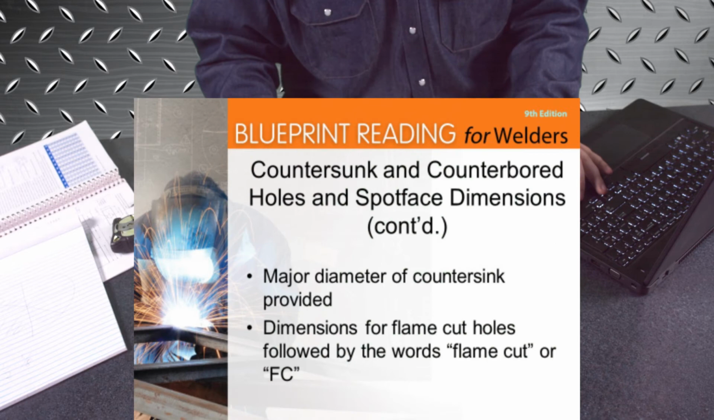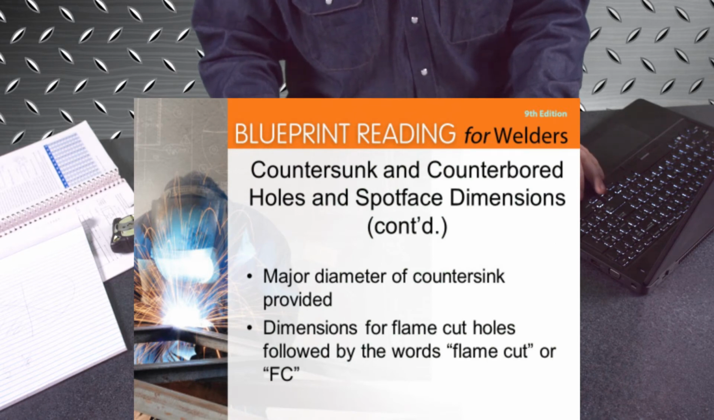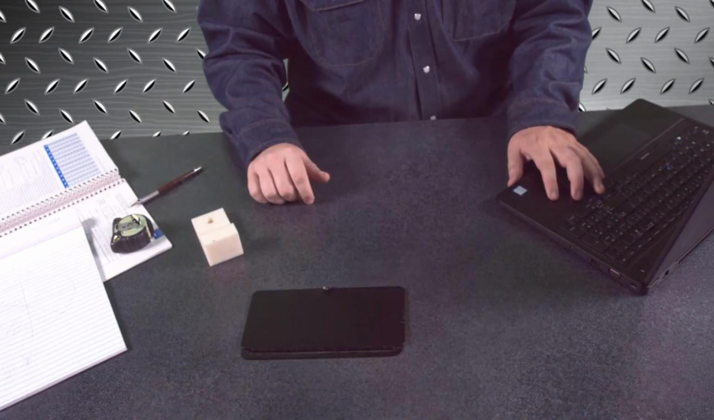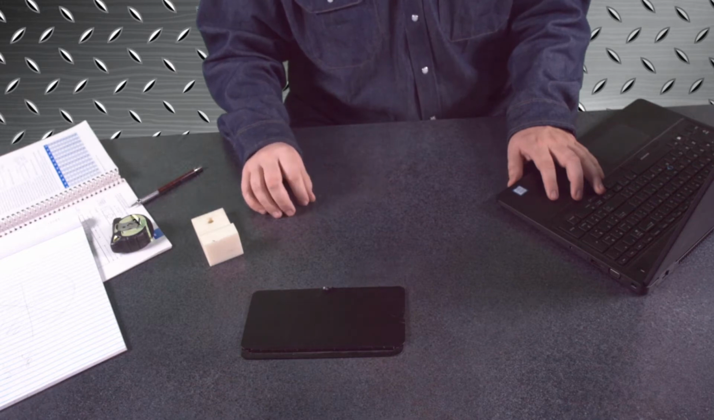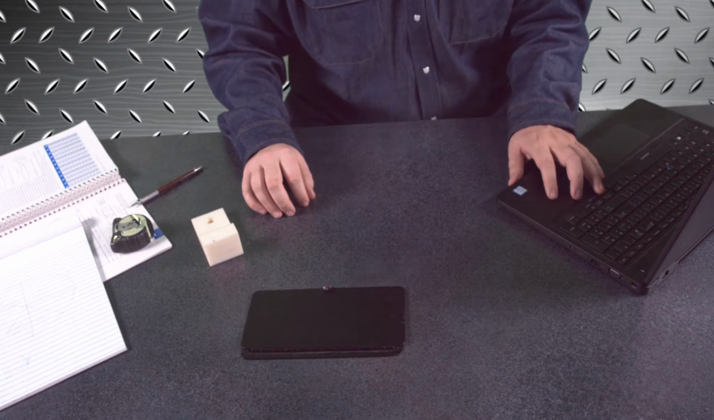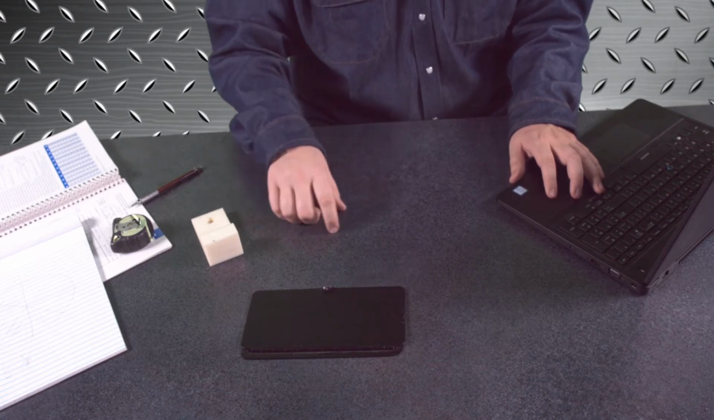Major diameter of a countersink is provided, while dimensions for flame cut holes are followed by the word flame cut or FC. So if a hole is to be drilled, it will include that information, drilled, and if a hole is to be flame cut, you'll see FC or flame cut in that note as well to let you know how that hole is to be made.